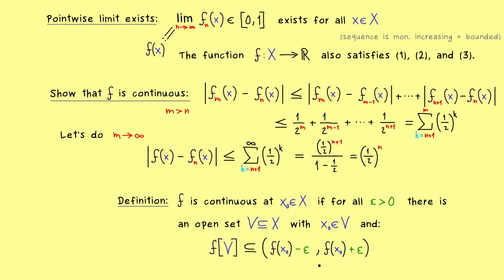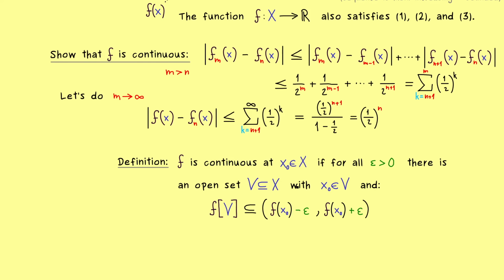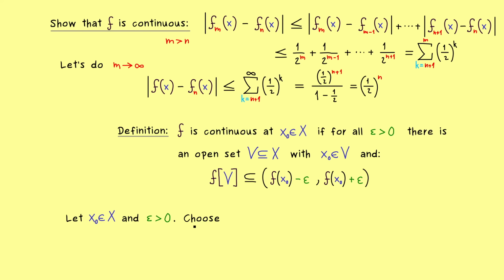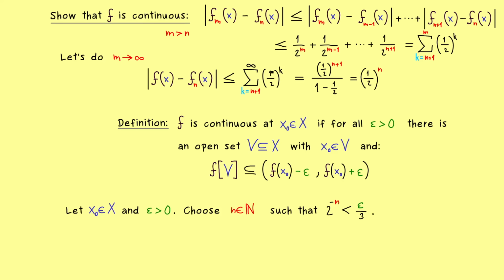No matter how small we choose this epsilon neighborhood, we can always find an open set that maps completely inside this epsilon neighborhood. Hence, to finish our proof of continuity here, we just have to fix a point x0 and an epsilon greater than 0. And now for this given epsilon, we choose an index n that is large enough. More concretely, 2 to the power minus n should be smaller than epsilon over 3. And why this number helps you will see soon, but first let's go to our step function fn.